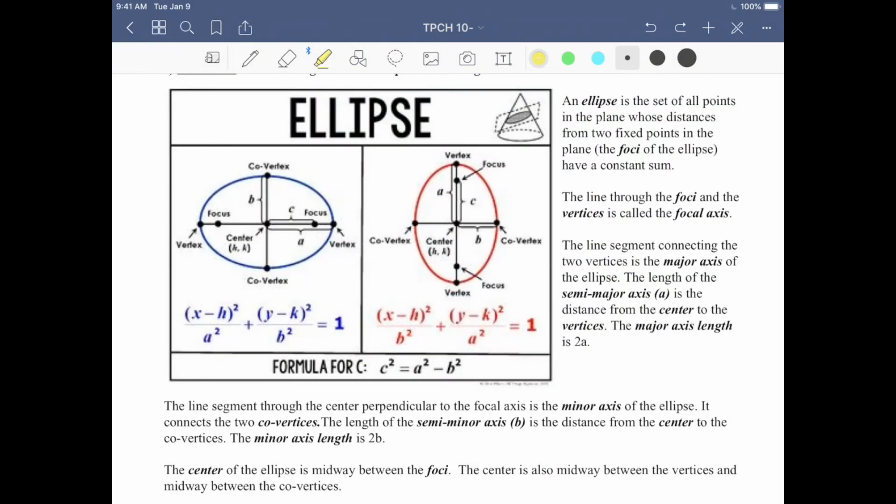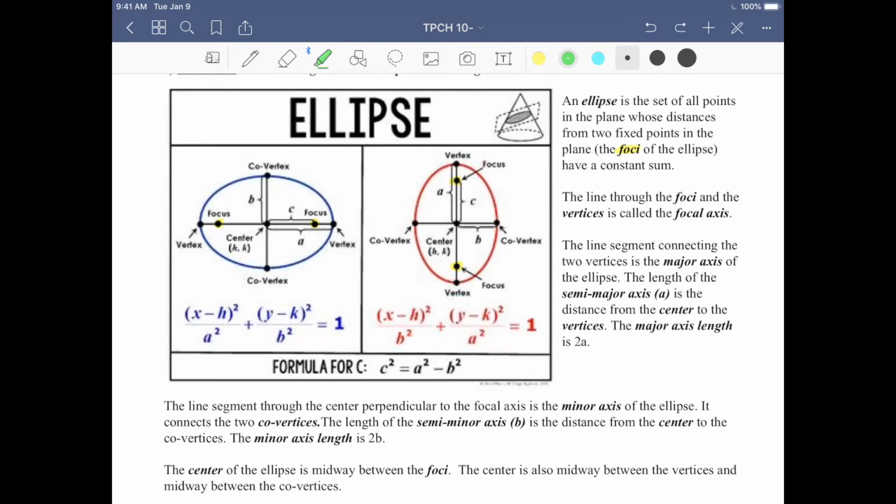An ellipse is the set of all points in the plane whose distances from two fixed points in the plane, the foci of the ellipse, have a constant sum. So the foci, there's two of them for an ellipse, and they will be found here.